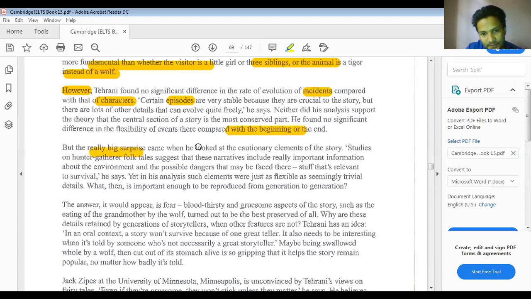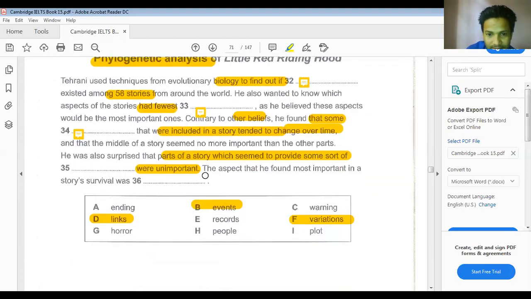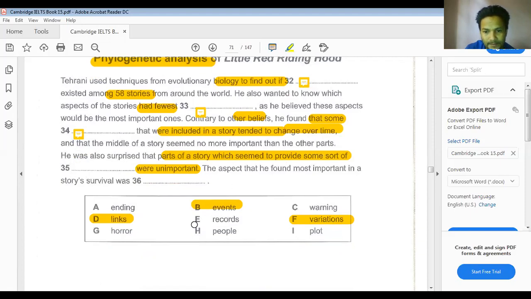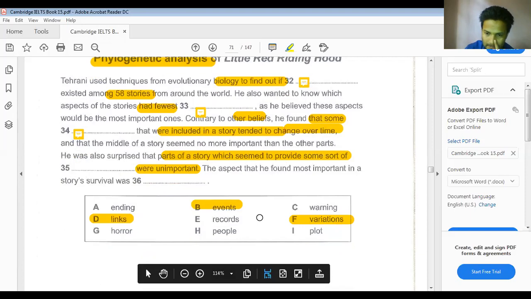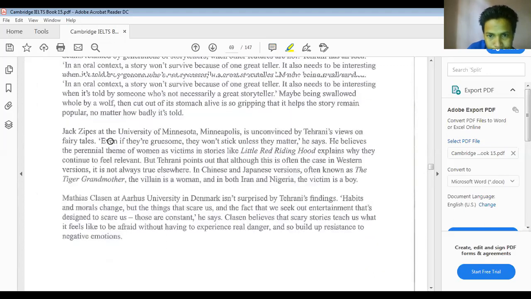The big surprise came when he looked at the cautionary elements of the story. Okay, here, elements. Let's find out elements. The answer is elements. Let's see what it is paraphrased with. Sort of elements. Elements means plural. Elements, plot, how elements. Let's say this is elements.